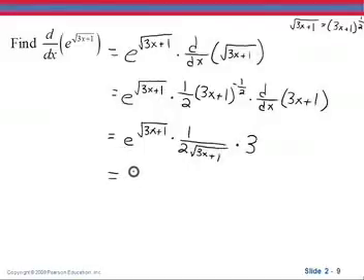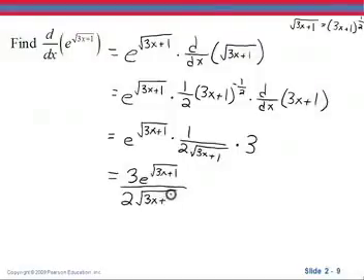Now when I multiply those together, I look at what's going to be in the numerator, which is my 3, e to the square root of 3x plus 1, divided by, in the denominator I have 2 times the square root of 3x plus 1.